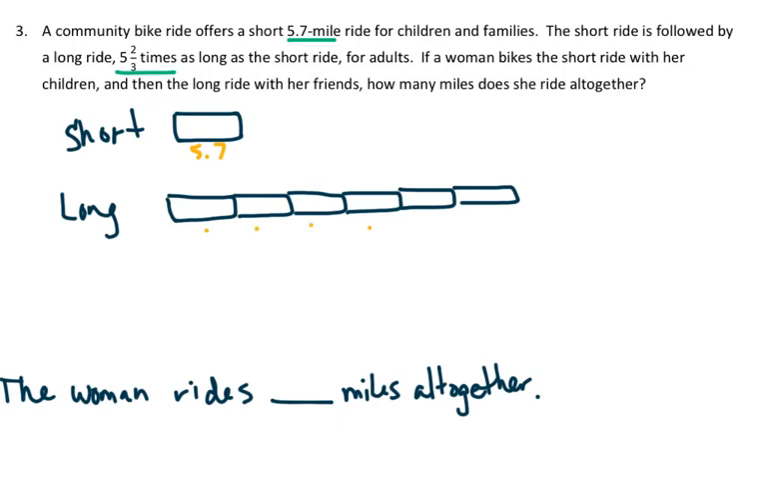So I have 1, 2, 3, 4, 5. And then this last section I'm actually going to divide into thirds because I'm only talking about 2 out of the 3 units for that one. So to find out the amount that she rides, I need to find out how many are going to be in these 2/3 here. So I have my 5.7. And if I have my 5.7 and I divide it by 3, I have an answer of 1.9. So each one of these sections here is 1.9.